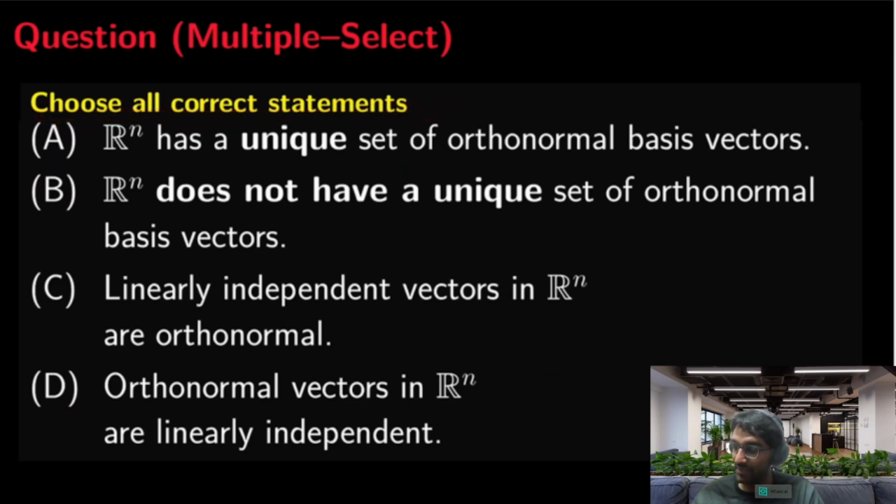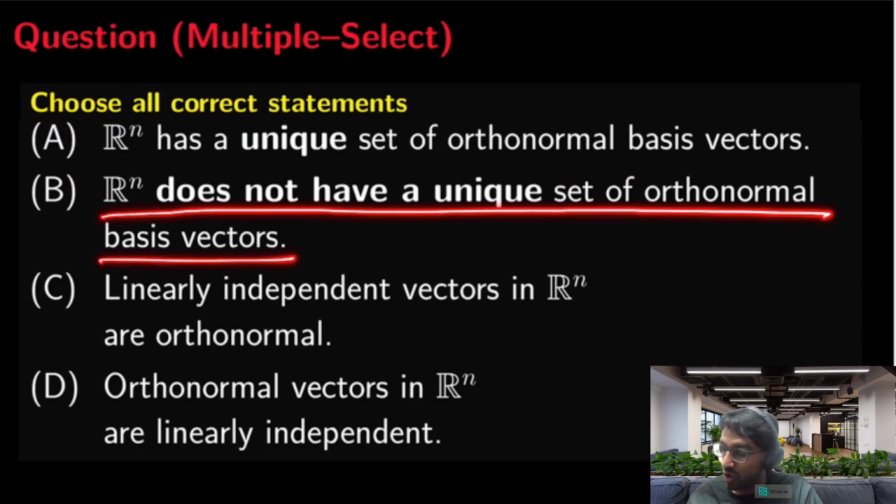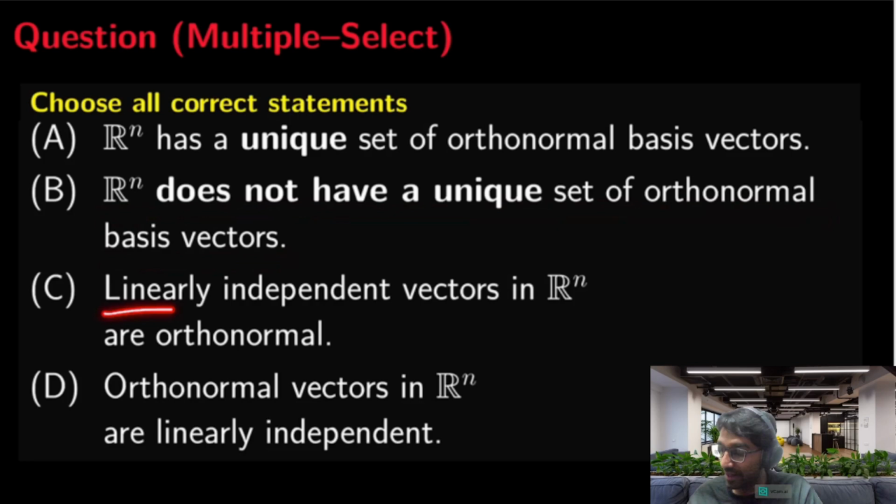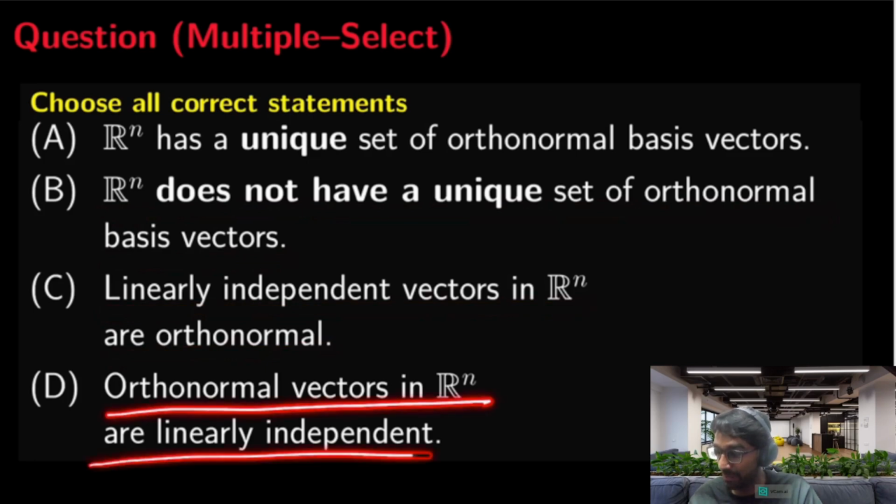Option A, Rn has a unique set of orthonormal basis vectors. Option B, Rn does not have a unique set of orthonormal basis vectors. Option C, linearly independent vectors in Rn are orthonormal. And option D, orthonormal vectors in Rn are linearly independent.